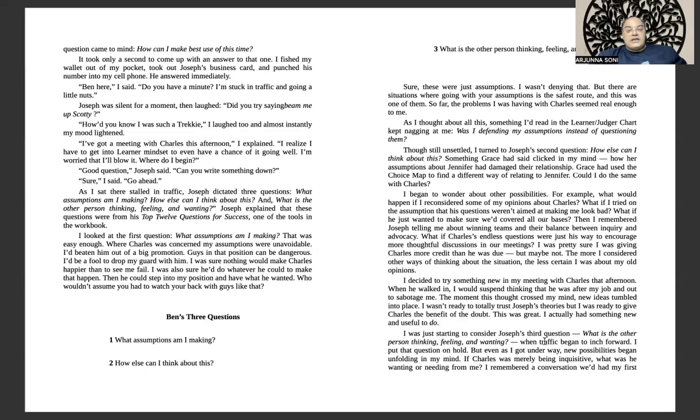What assumptions am I making? How else can I think about this? And what is the other person thinking, feeling, and wanting? Joseph explained that these questions were from his top 12 questions for success, one of the tools in the work. I looked at the first question, what assumptions am I making?